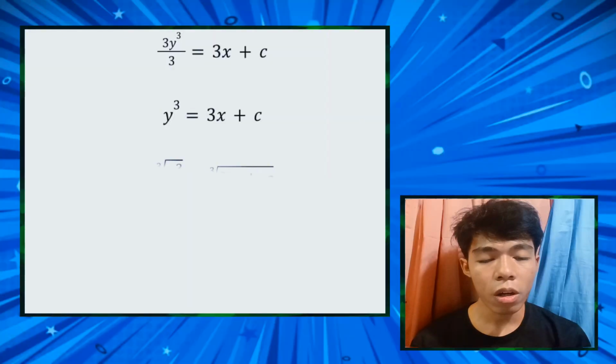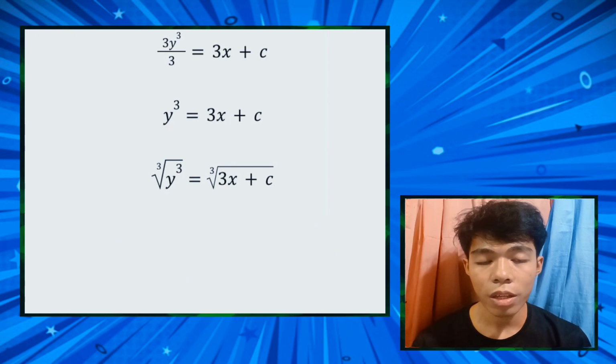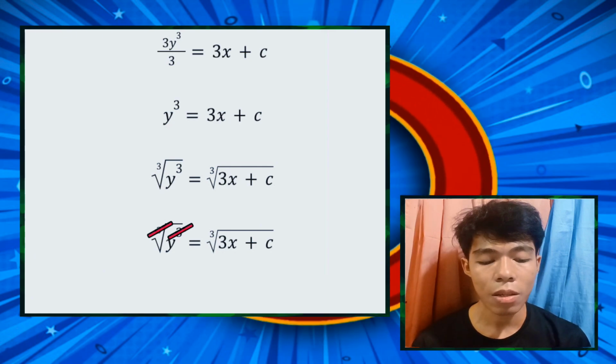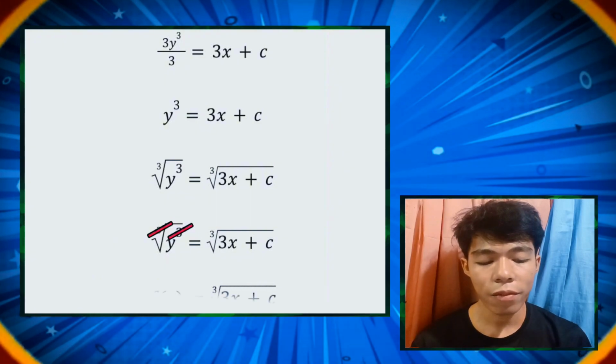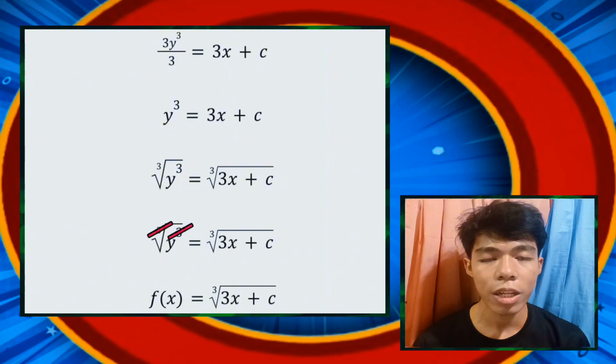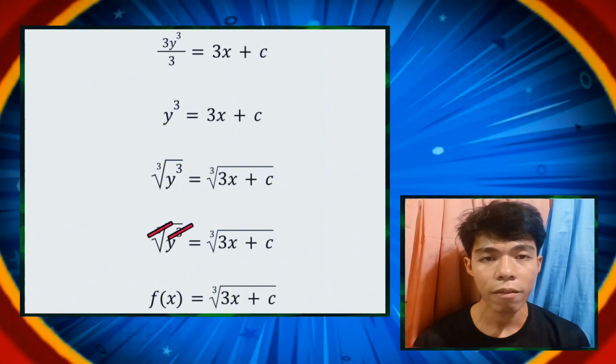So since we are solving for y, which is the general solution to a first order separable differential equation, we are just going to take the cube root on both sides of the equation. So on the left hand side of the equation, the cube and the cube root have been eliminated. That's why the remaining in this part is y. So upon solving this first order separable differential equation, we have found out that the general solution is function of x is equal to the cube root of the quantity 3x plus the arbitrary constant c. And that is the general solution to a first order separable differential equation.